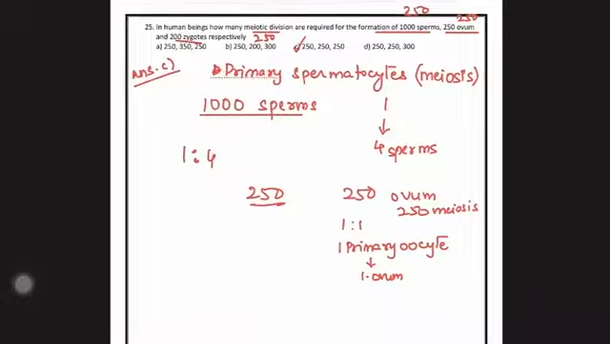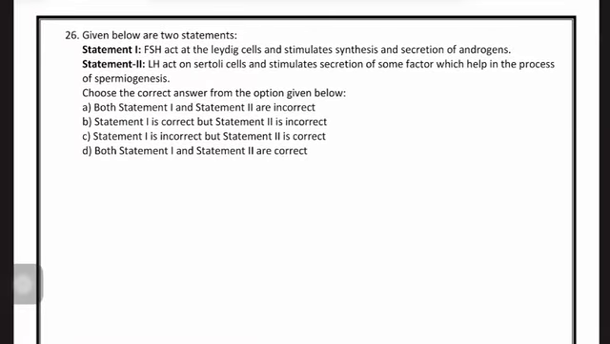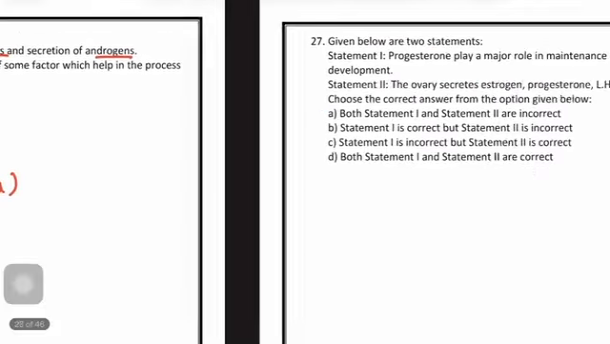Going to 26th question. Given below are two statements. FSH acts at Leydig cells and stimulates synthesis and secretion of androgen. This is wrong. FSH acts on Sertoli cells. Statement two says LH acts on Sertoli cells. This is wrong here itself. It acts on Leydig cells. So both these statements are incorrect. So we'll select an option which says so. Answer is A. Both 1 and 2 are incorrect.